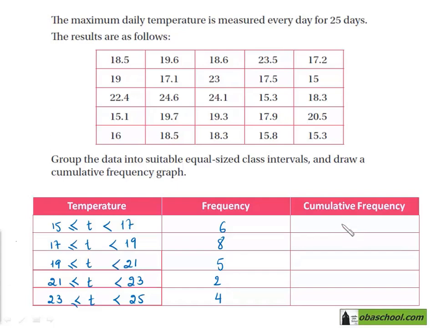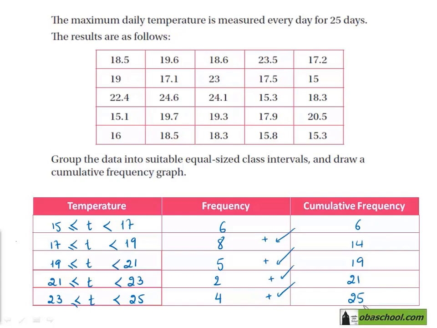Now, we have worked with cumulative frequency before, and by now it should be easy. For the first one, it's going to be equal to 6. Then 6 plus 8 is going to be 14. 14 plus 5 is going to be 19. 19 plus 2 is 21. And finally 21 plus 4 is 25. So we have the table ready.